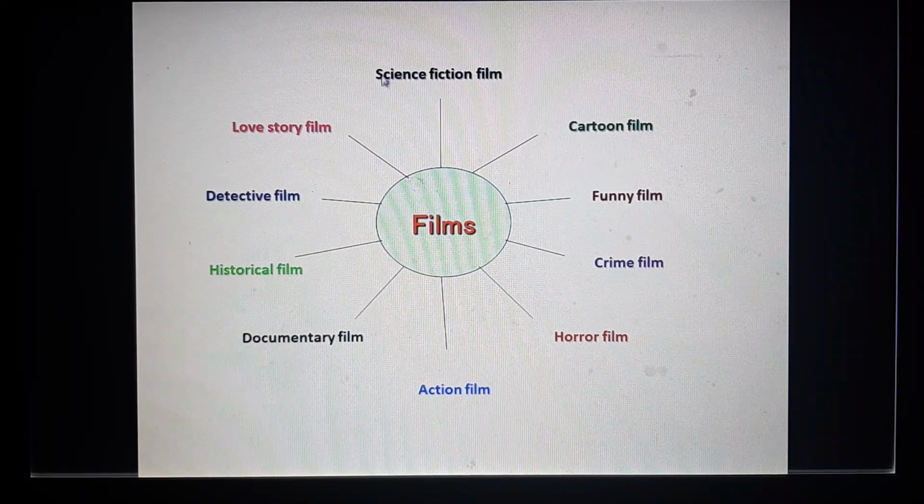Films: science fiction film, cartoon film, funny film, crime film, horror film, action film, documentary film, historical film, detective film, and love story film.